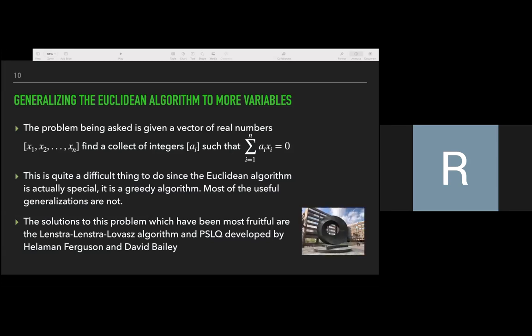On the right, you can see this is the umbilic torus, I think it's called. It's the statue in front of the Math and Physics building. This was actually commissioned by the Simons Foundation. They got Helaman Ferguson to make this. He's both an architect and a mathematician.